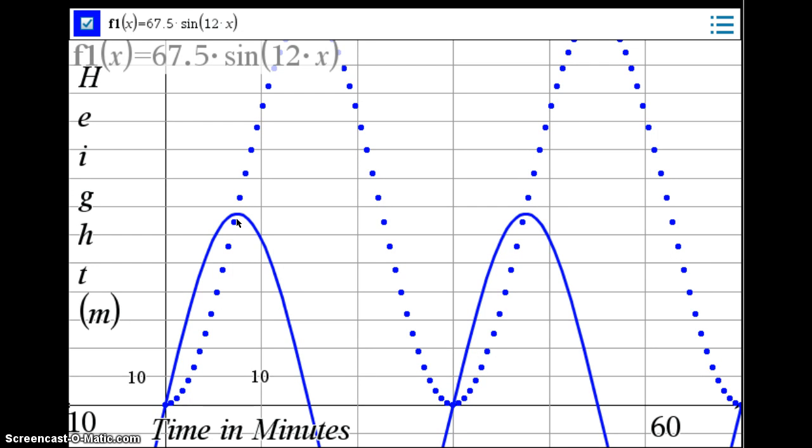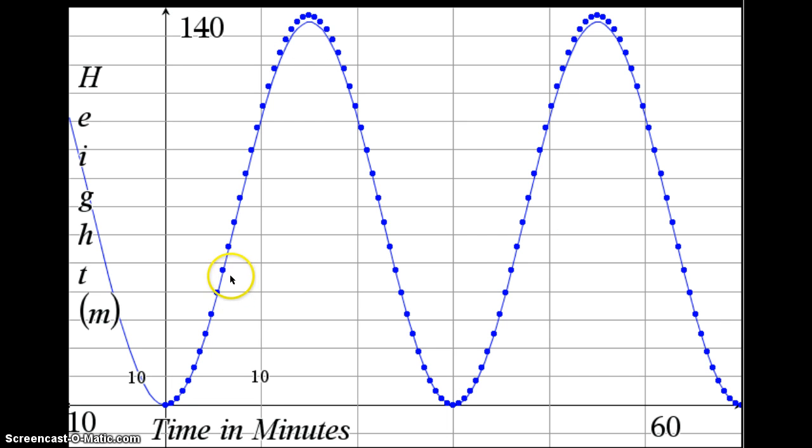I want to add in my horizontal or phase shift. We said it was 7.5, and since it is shifted to the right, that will be negative 7.5. And it's been shifted up 67.5 units. So that's positive 67.5. Let's see how well we now model the height of a passenger on the London Eye Ferris wheel.